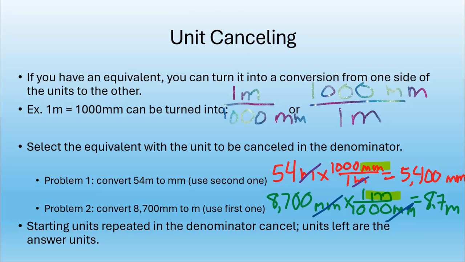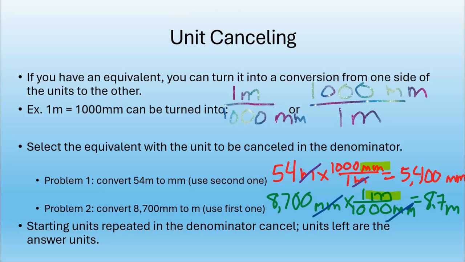So for example, if I wanted to convert 54 meters to millimeters, I would use the second equivalent up above. And I'd take my 54 meters and multiply it by 1,000 millimeters over 1 meter, and that gives me an answer of 54,000. And since my meter unit canceled, I can put the millimeter unit as my final unit.